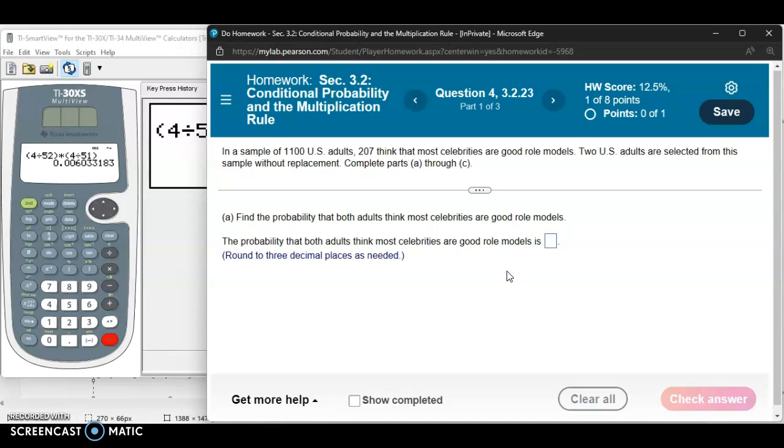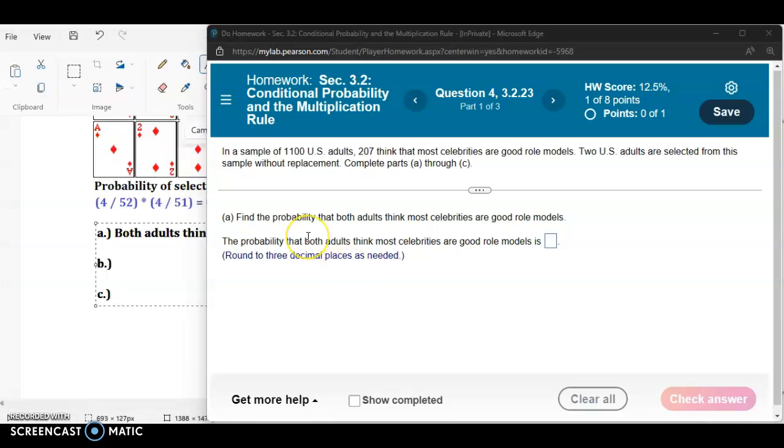Okay, let's look at question 4, and it says that in a sample of 1,100 U.S. adults, 207 think that most celebrities are good role models. It then says 2 U.S. adults are selected from this sample without replacement, and we're going to complete parts A through C. Okay, so once again in part A, we're finding the probability that both adults think most celebrities are good role models. And remember that we're selecting the 2 adults without replacement.